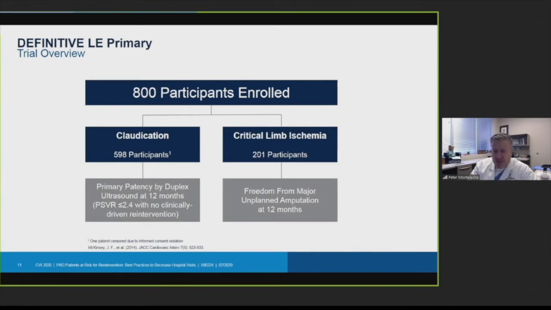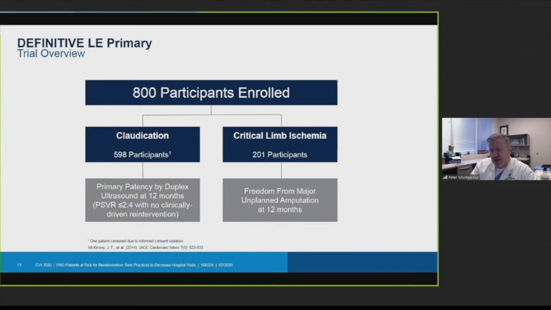Of these, approximately 600 were claudicants, approximately 200 with critical ischemia. And it monitored, with use again of directional atherectomy alone, primary patency by duplex at 12 months, as well as also monitored some safety data as well. Again, it's worth noting, this is purely directional atherectomy.